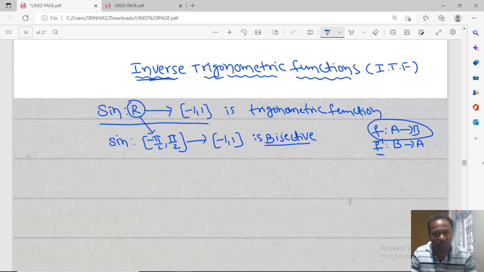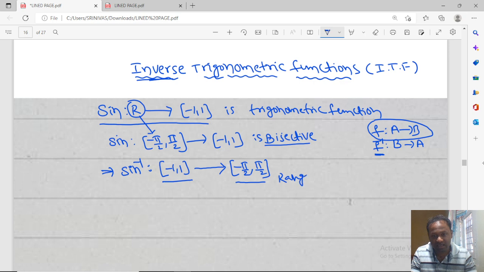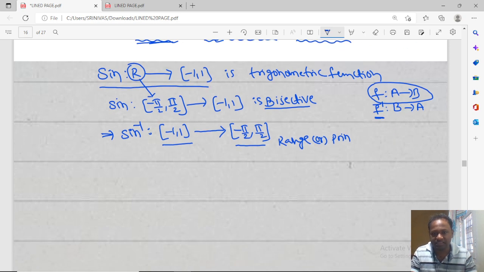Whenever it is a bijective function, f inverse can be defined. That means sine inverse can be defined from closed interval minus 1 comma 1 to closed interval minus pi by 2 comma pi by 2. So this is the domain of sine inverse and this is the range of sine inverse. Range we can also call the principal value branch. So, range or principal value branch. Like this, for all 6 trigonometric functions, we can define domains as well as ranges.